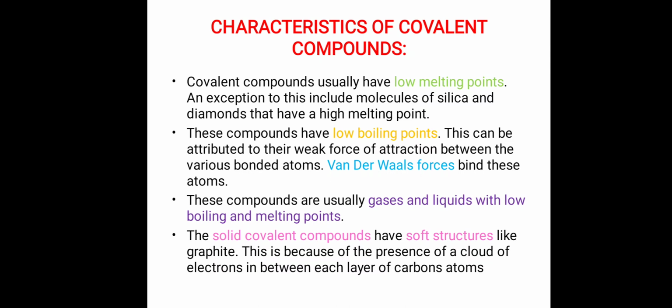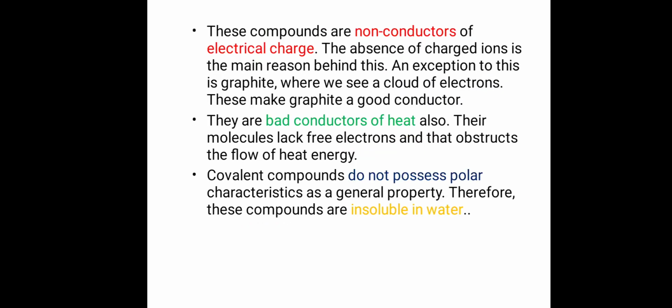This is because of the presence of a cloud of electrons between each layer of carbon atoms. These compounds are non-conductors of electrical charge. The absence of charged ions is the main reason behind this. An exception to this is graphite, which is a good conductor. Usually covalent compounds are non-conductors; graphite is an exceptional case.